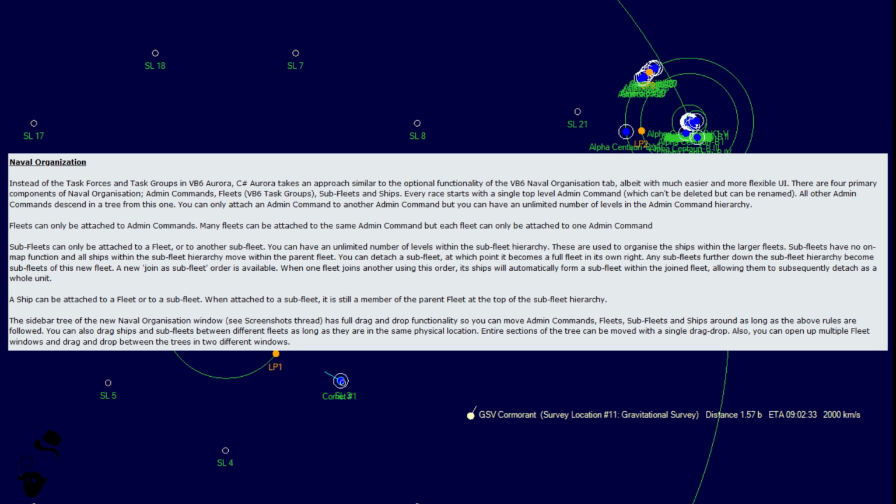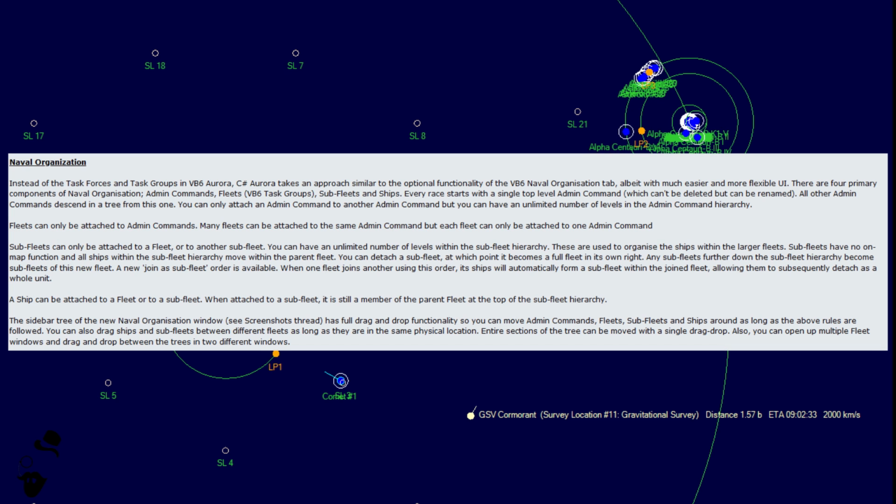A ship can be attached to a fleet or to a subfleet. When attached to the subfleet, it is still a member of the parent fleet at the top of the subfleet hierarchy. The sidebar tree of the new Naval Organization window has full drag and drop functionality, so you can move admin commands, fleets, subfleets, and ships around as long as the above rules are followed.